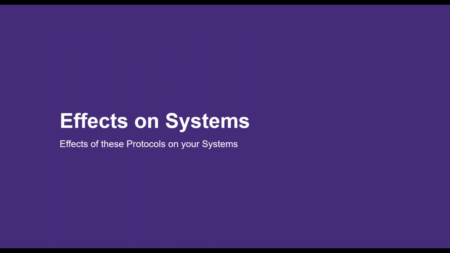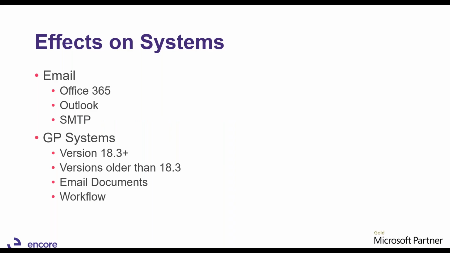So what are the effects of it? What effects does it have, and how does it affect your system? So we have two systems that we have to worry about. It affects the email, the SMTP, as well as Outlook and Office 365. It also affects GP systems. Now, email, Office 365 has been compliant with 1.2 since version, I believe it's 2016. So Outlook 2016 and better will handle the 1.2 TLS. So we don't have an issue talking with Outlook, which is why your Outlook is not going to be affected.